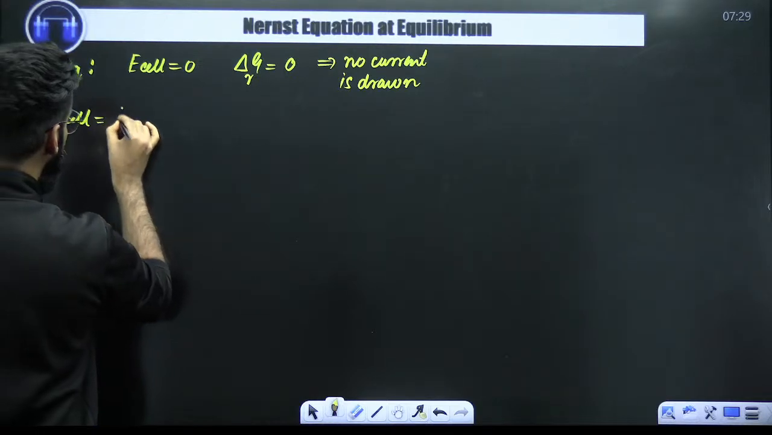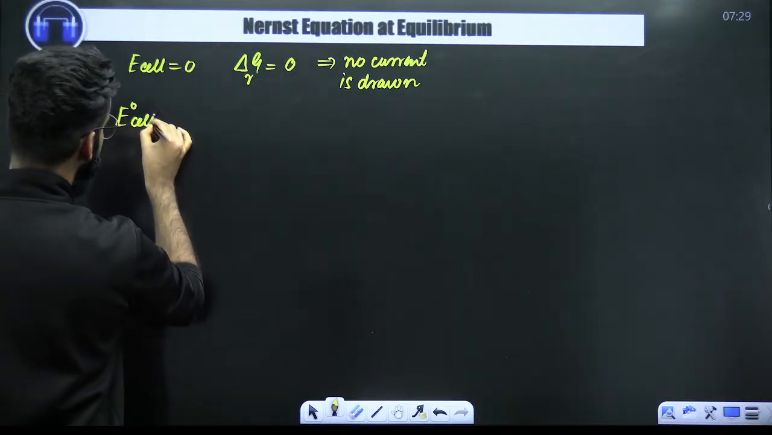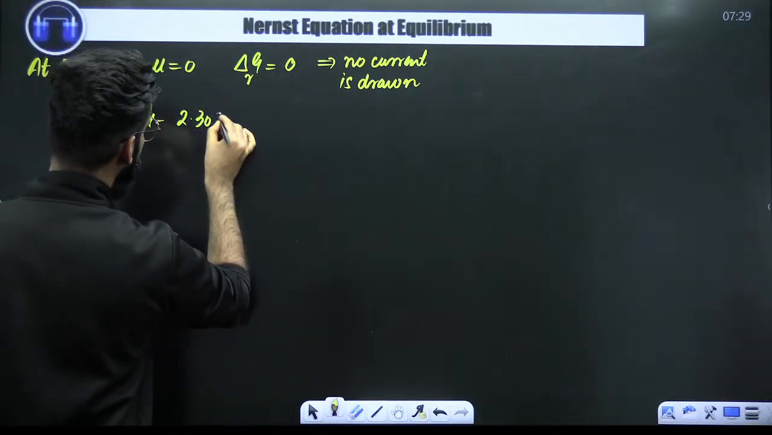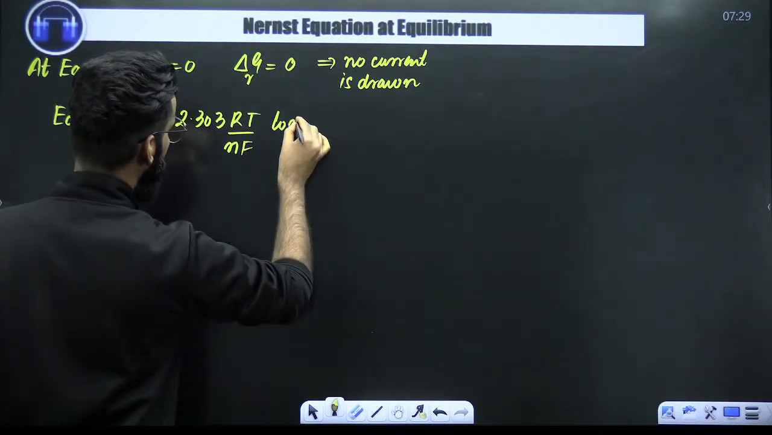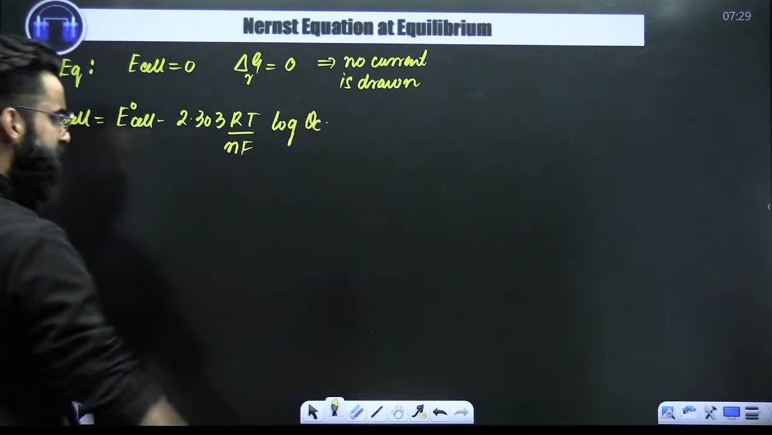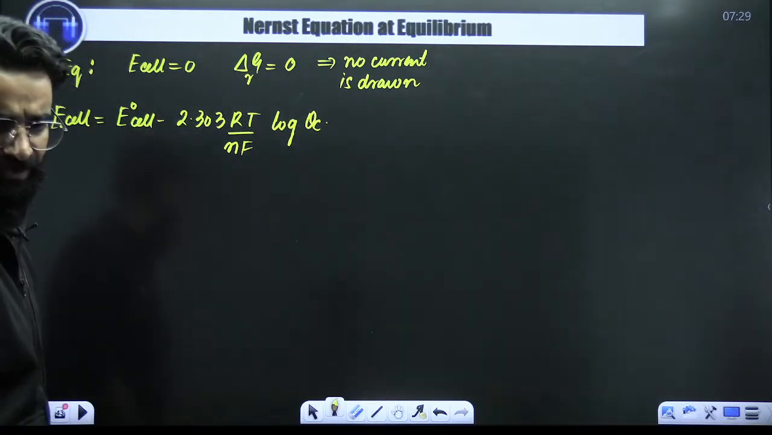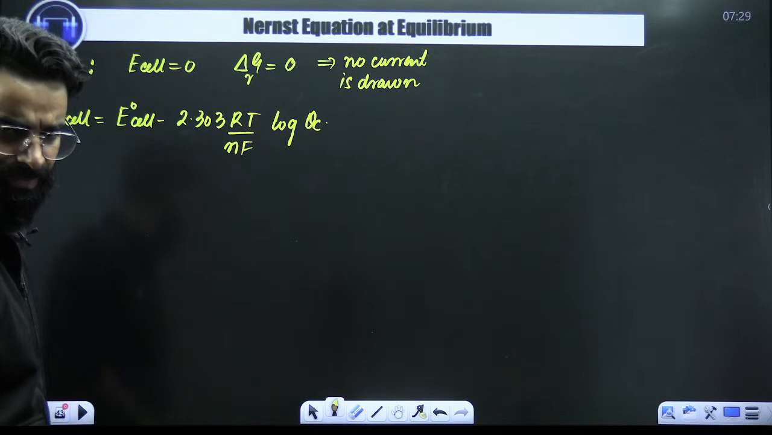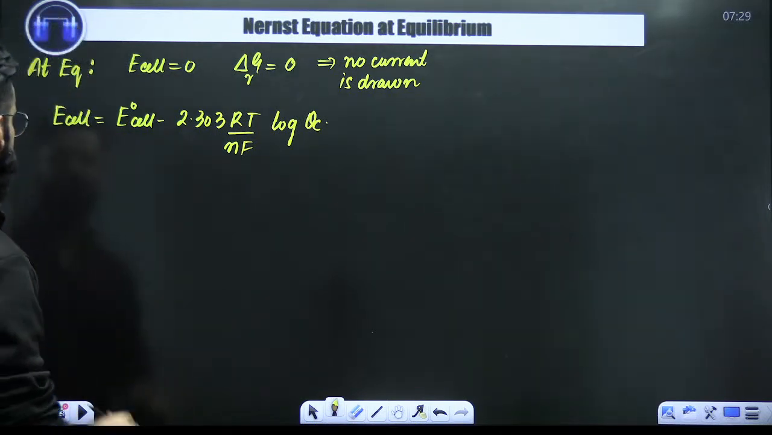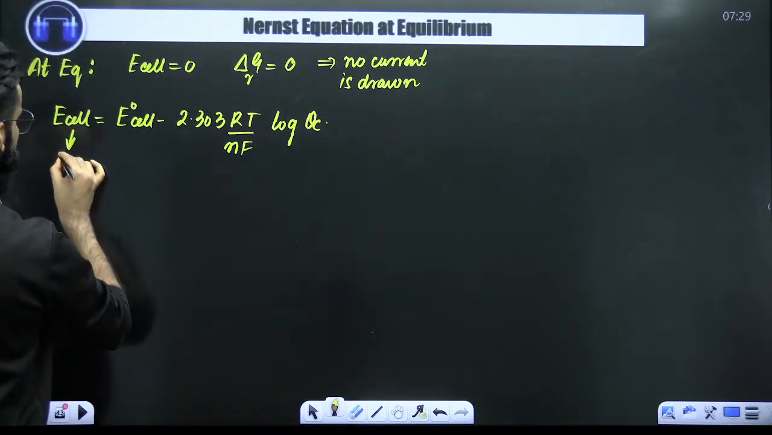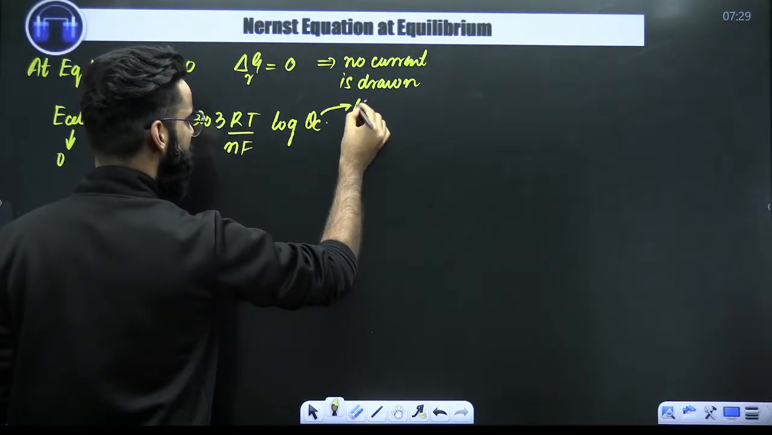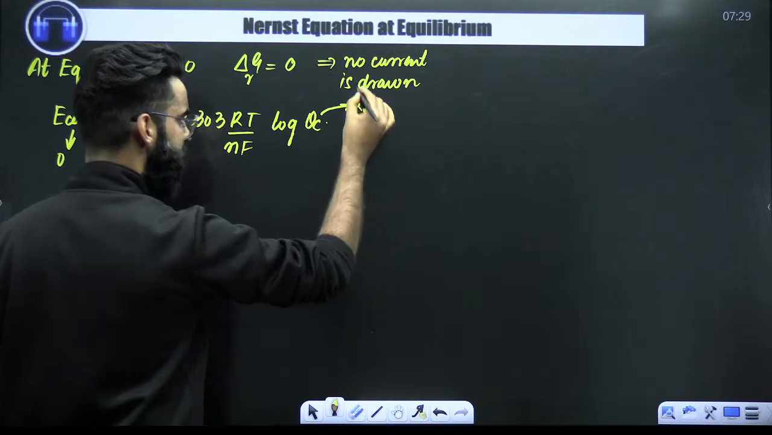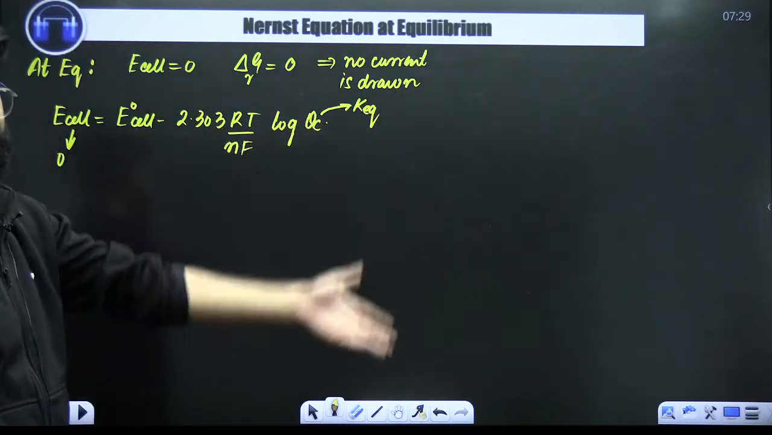That is E cell is equal to E naught cell minus 2.303 RT divided by NF, and it used to be log of QC. This was the general form of the Nernst equation. But if I write the Nernst equation at equilibrium, this term becomes 0. And at equilibrium, your QC is replaced by KC or KEQ, you can say. Right? At equilibrium, QC and K are equal.